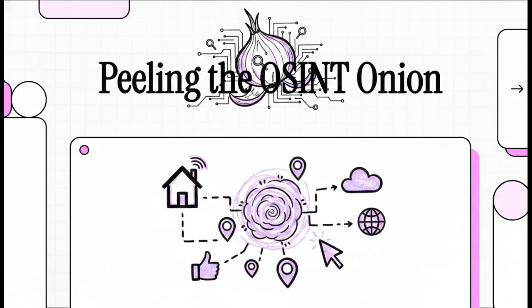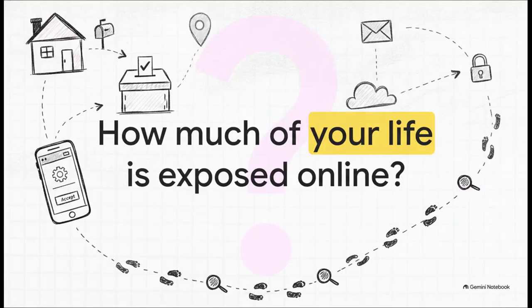We're going to build this up from first principles, taking a basic property location and transforming it into a full-blown intelligence profile. But before we get totally lost in the technical weeds here, I want you to ask yourself a super simple question. How much of your personal data is just sitting out there waiting to be found?